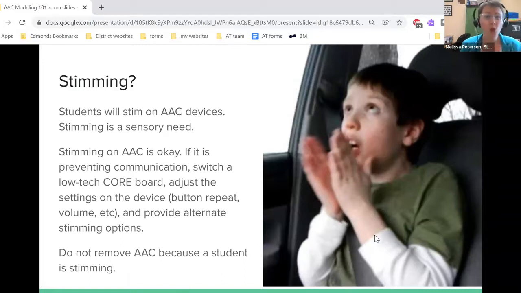Just work with your students to help them understand when is their stim time and when is their talking time. And if it's becoming a huge problem, talk with your SLP to figure out some strategies to address that. But definitely don't remove AAC because a student is stimming, because that is something that their sensory system needs.